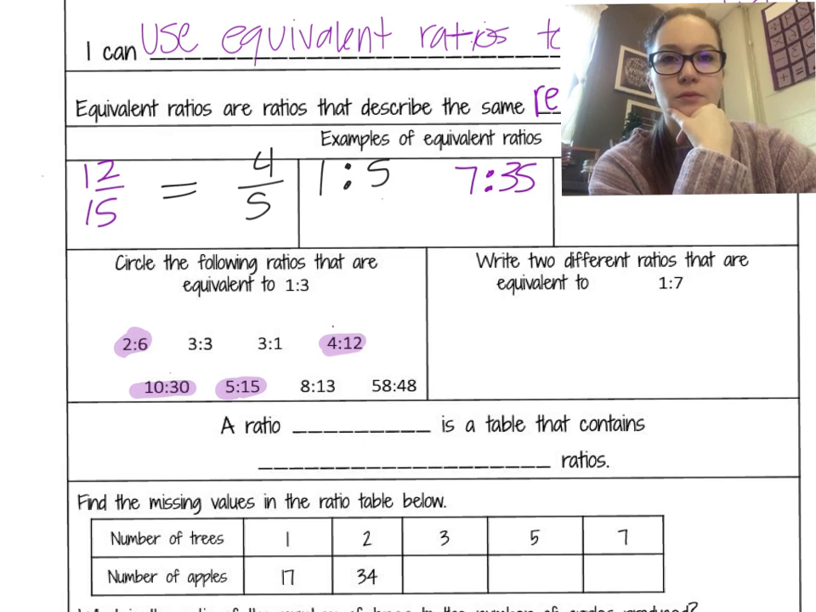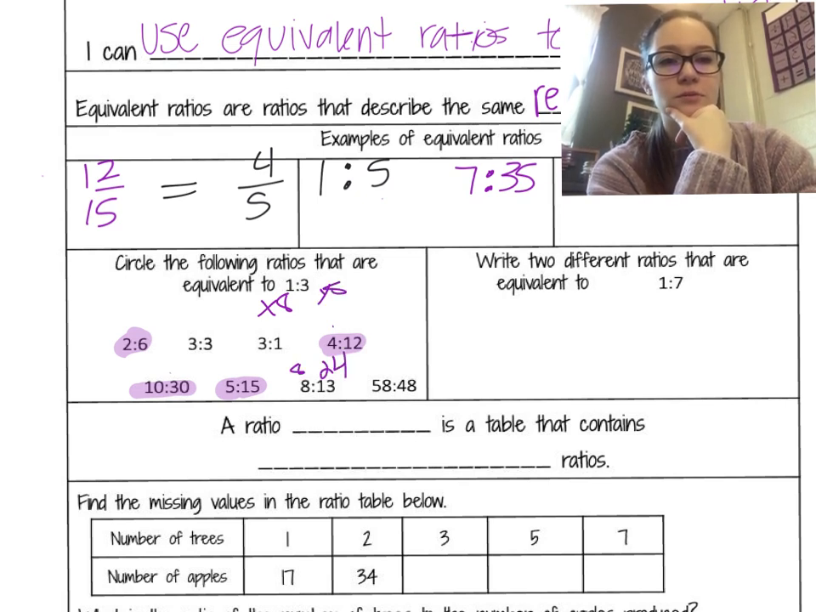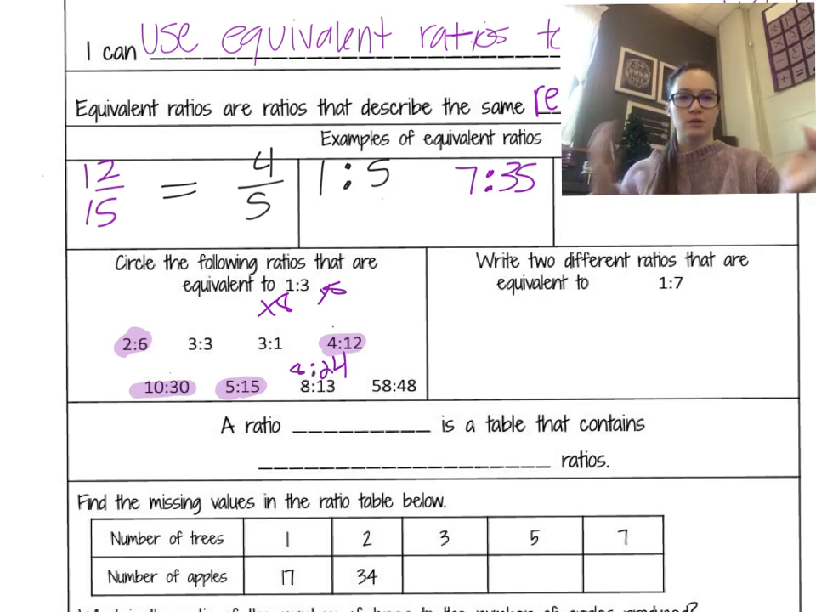Then from 1 to 8, we're going to multiply by 8. 3 times 8 is 24. So I multiplied my original ratio 1 to 3 by the same thing on both sides, but I didn't get the other ratio out of it, so it doesn't work.